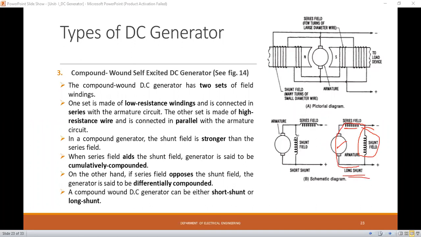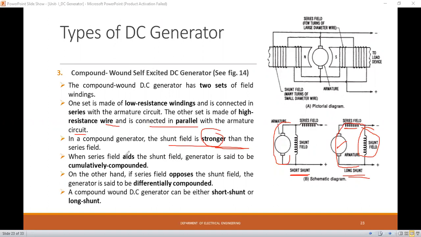If the shunt field winding is connected in parallel with only the armature winding, then it is called short shunt. Okay. See, one set has a low resistance winding and is connected in series with the armature circuit. The other set is made up of high resistance wire and is connected in parallel with the armature circuit. In a compound generator, the shunt field is stronger than the series field. One of the MCQ questions: the shunt field is stronger than the series field.